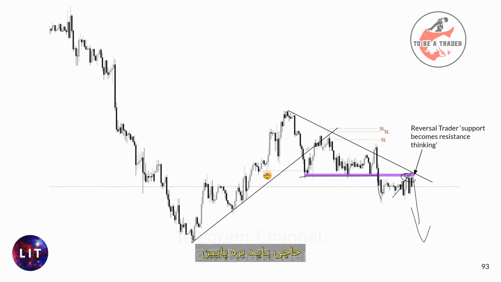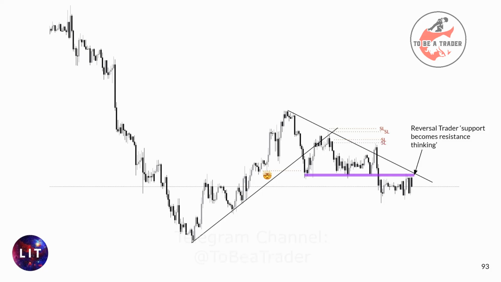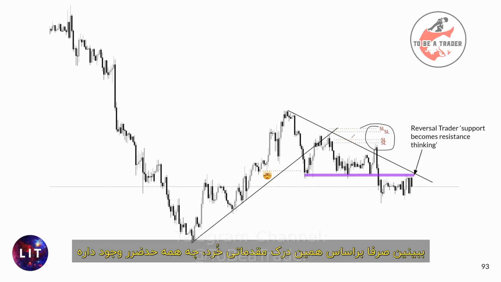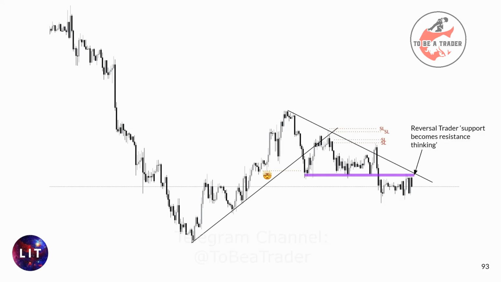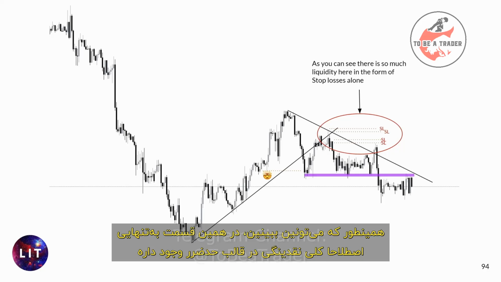Man, this thing needs to go down, right? Look at this trend forming. Oh my God, that's crazy, right? So they're adding their trade short as well. There we go. Adding even more stop losses. Look at how many stop losses are just based off this basic retail understanding of it. So what should happen next? As you can see, there's so much quote unquote liquidity here in the form of stop losses alone.